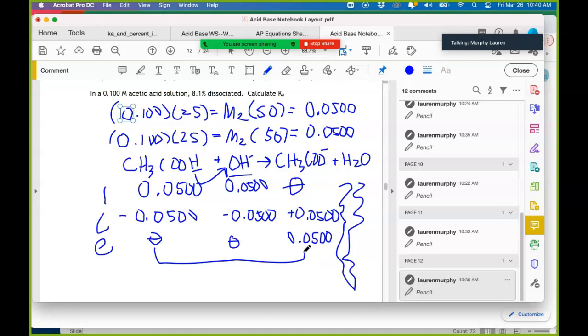You don't have anything else. Now, why does it happen here and not in a strong? Well, that is because the conjugates of a strong acid or a strong base are weak.